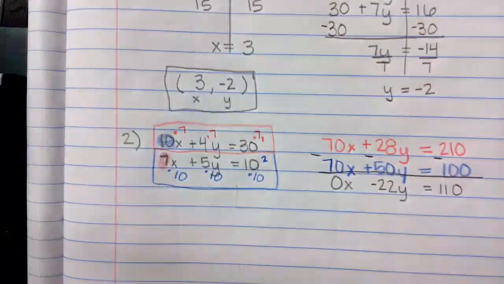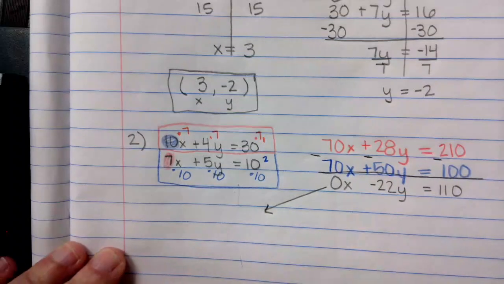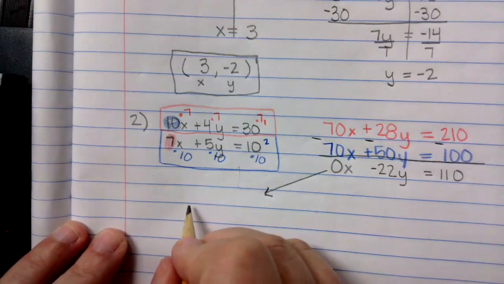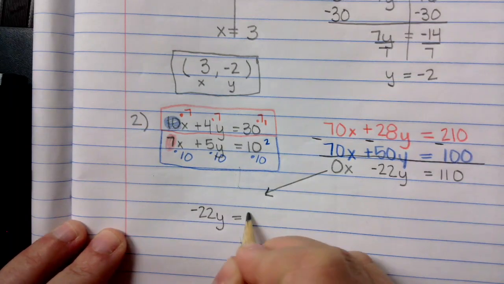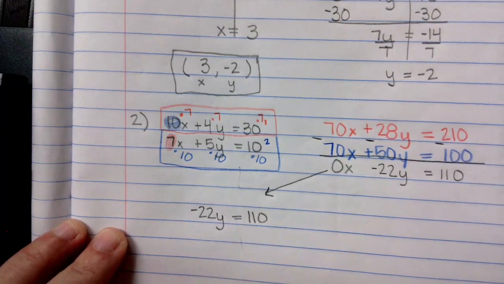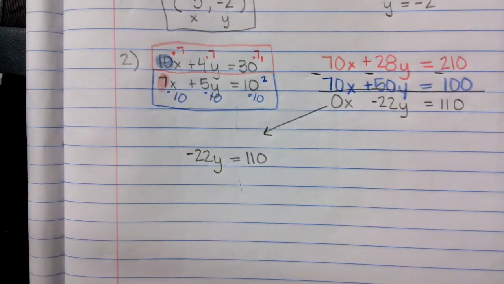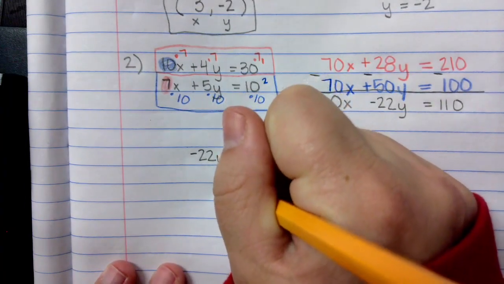All right, so what equation can I write from that elimination? Negative 22y equals 110. The whole goal of that was to get rid of the x. So now at this point I can just solve that equation to find my y. So how am I going to undo that multiplying by negative 22?